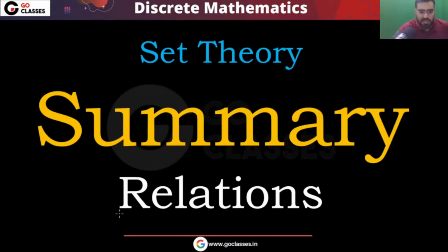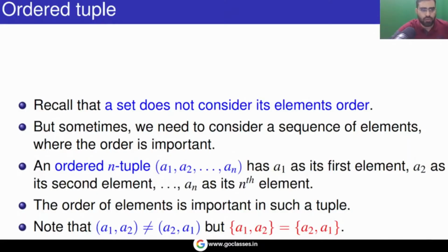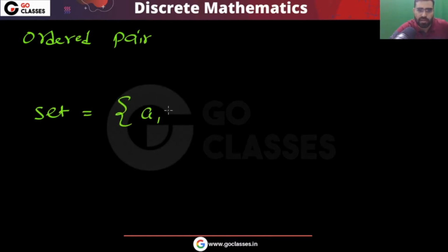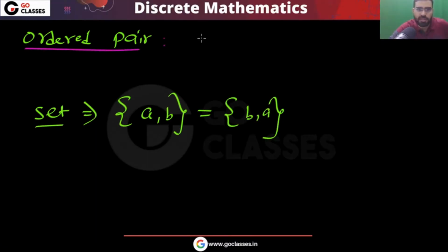So the session is summary of relations. First of all, in relations, a very important thing is the concept of ordered pair. So what is the concept of ordered pair? We already know that in a set, order does not matter. So if I give you the set {A, B}, this is the same as the set {B, A}. But in an ordered pair, order matters. Here, order matters means (A, B) is not equal to (B, A).